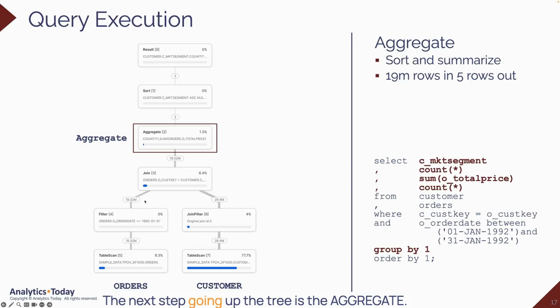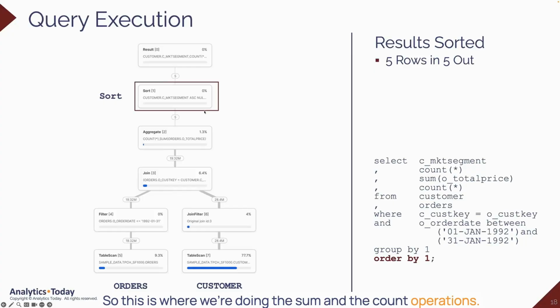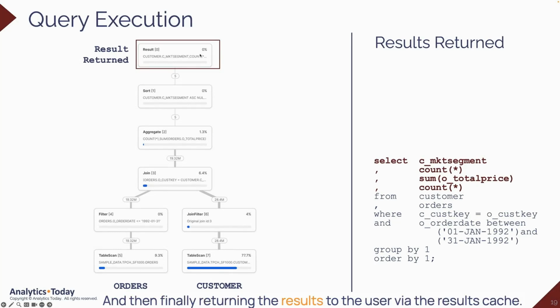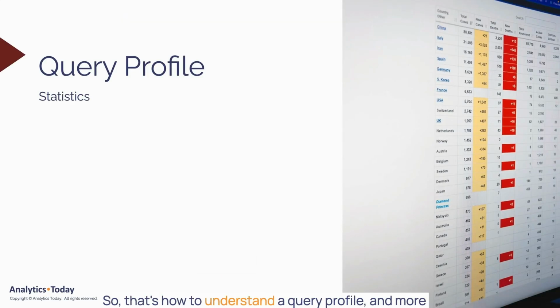The next step going up the tree is the aggregate. So this is where we're doing the sum and the count operations. And then we have the sort operation, when we're ordering by the first column, the market segment. And then finally, we're returning the results to the user via the results cache. That's how to understand a query profile, and more complex query profiles just build upon these principles.